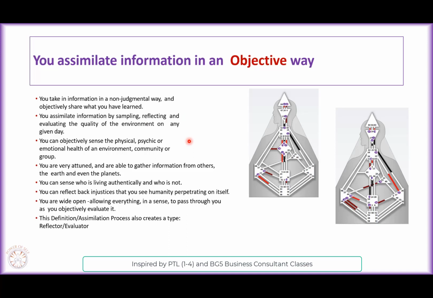You can objectively sense the physical, the psychic, or the emotional health of an environment, community, or group. You are very attuned and are able to gather information from others, the earth, even the planets. And you can sense who is living authentically and who is not. And you can reflect back injustices that you see humanity perpetrating on itself. You are wide open, allowing everything, in a sense, to pass through you objectively, and you get to evaluate it. This definition, or assimilation process, actually creates the reflector or the evaluator. So it's kind of fun to watch how the sacral center created a type, and the assimilation process creates a type.